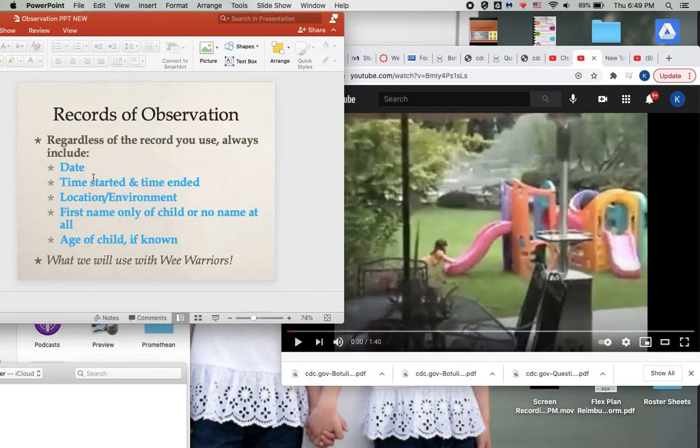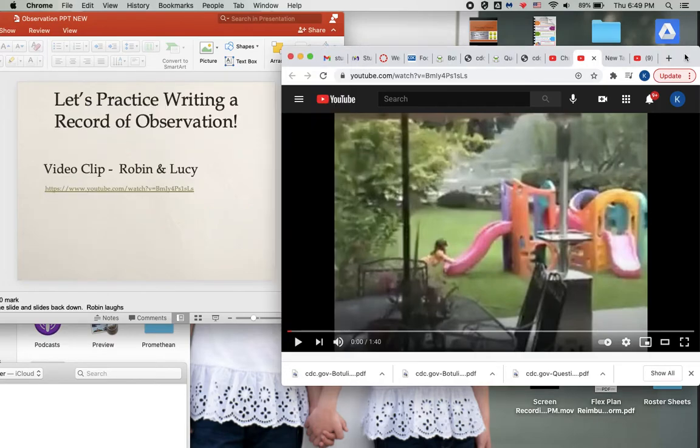All right, so we have date, start time, location, name of the kids, and we have the age of the child. So the only thing that we're missing right now is the time ended, but guess what? We have to make the observation before we can put our end time, right? Okay, so let's go ahead and watch what happens with Robin and Lucy. And again, we are trying to be objective, just the facts, just what we see, just what we hear.